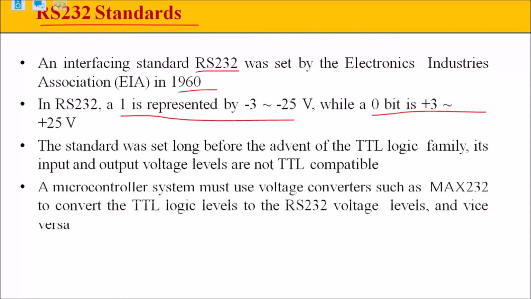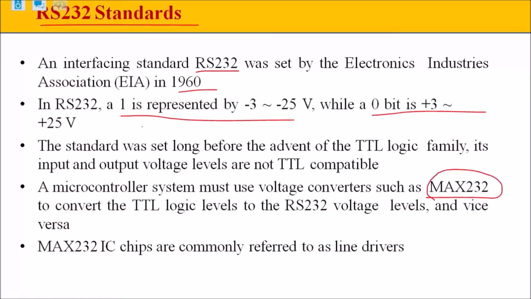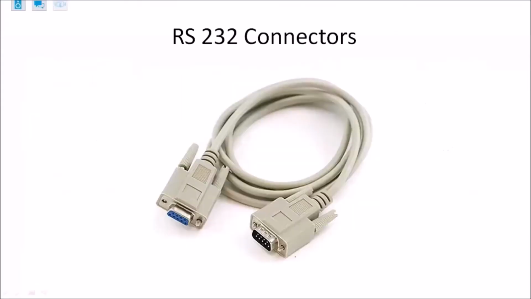To convert this signal, the MAX232 IC is used. This IC works in both ways. It converts the TTL logic levels into RS232 logic levels as well as RS232 logic levels into TTL logic levels. So for both these conversions, we can use the MAX232 IC. It is also called a line driver IC.